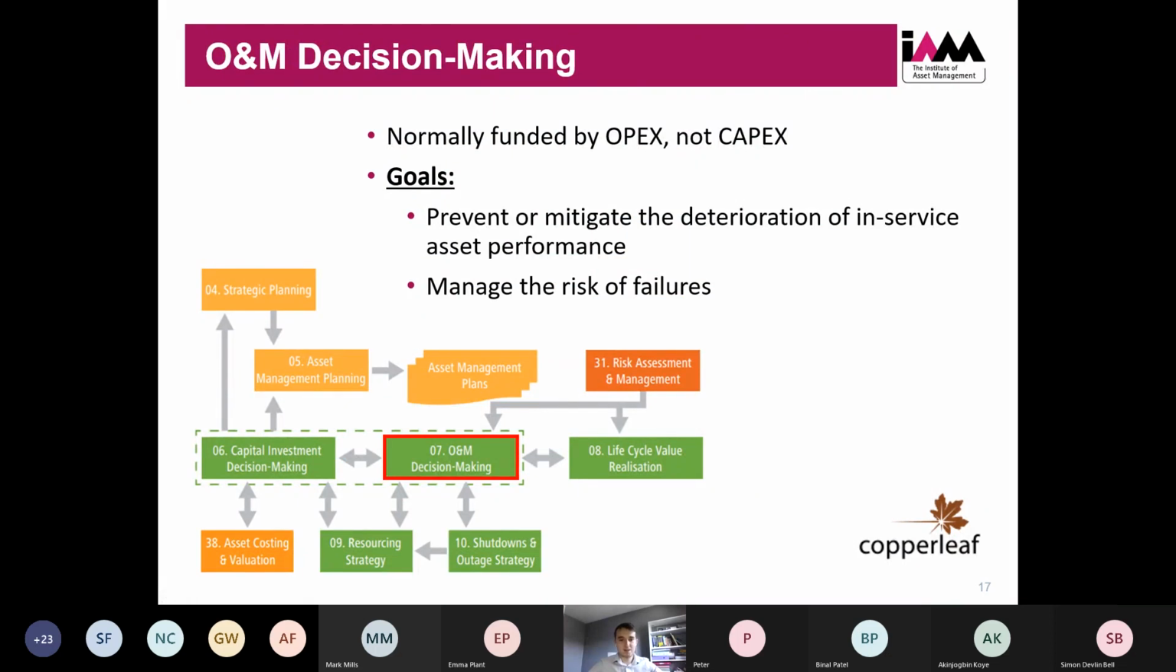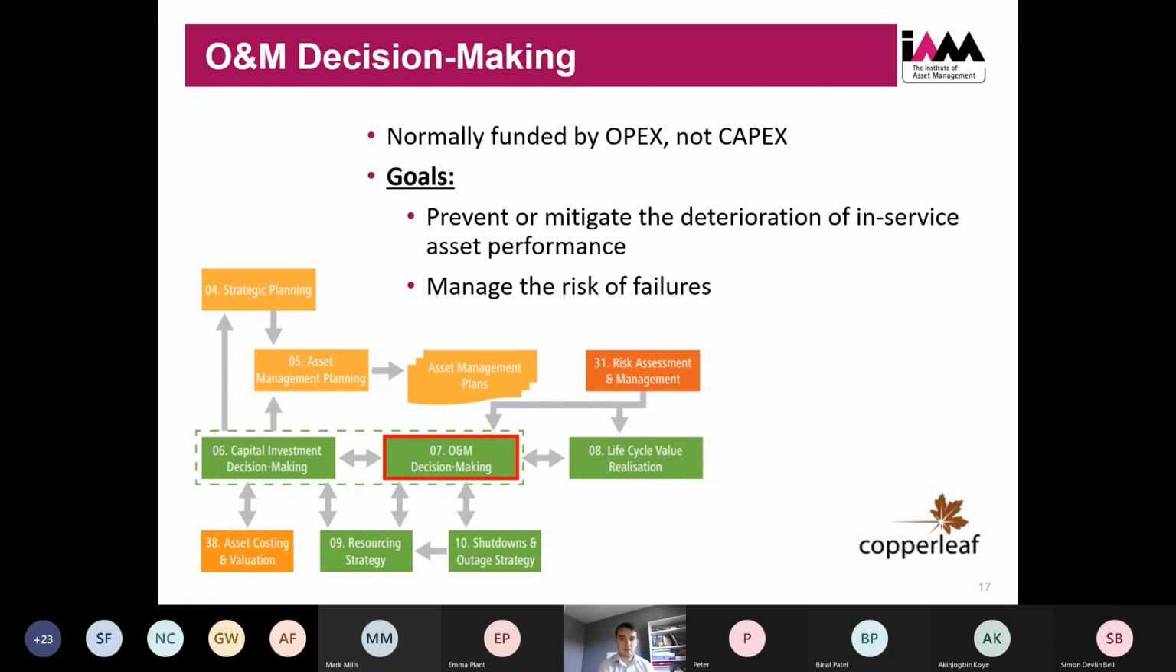So the second asset management decision-making subject is operations and maintenance decision-making. Maintenance activities here have 2 main goals: to prevent or mitigate the deterioration of performance of in-service assets, as well as to manage the risk of these assets failing. It's good asset management practice to have a maintenance strategy to ensure a predictable and an acceptable level of performance throughout the useful life of an asset. Such strategies would likely involve inspections, testing, monitoring, and preventative maintenance regimes generally.